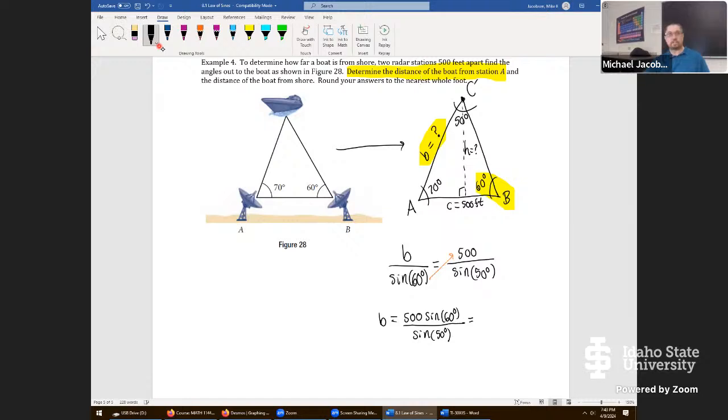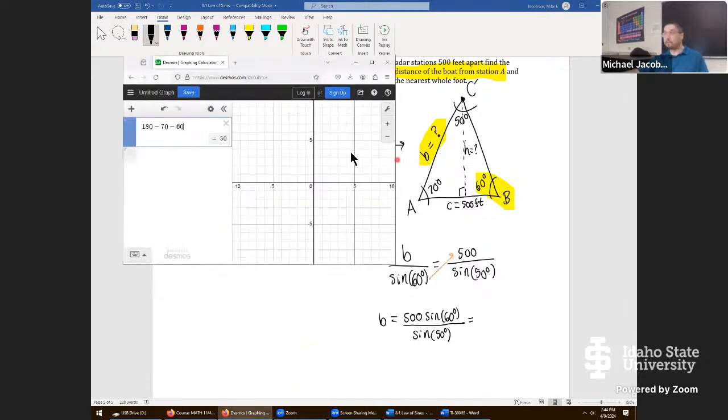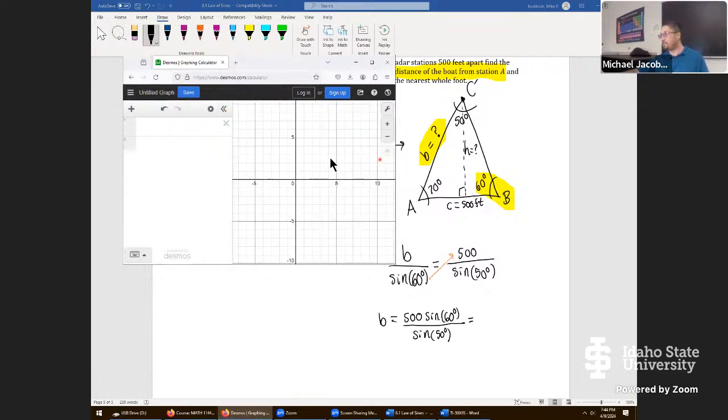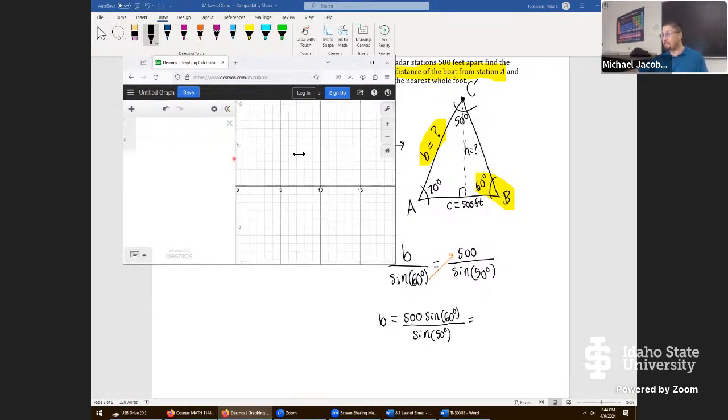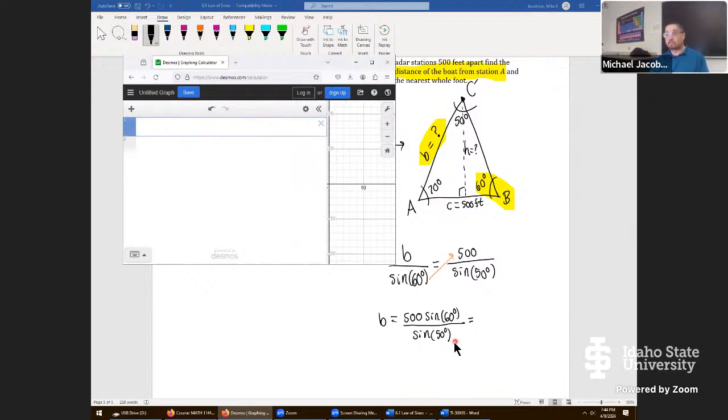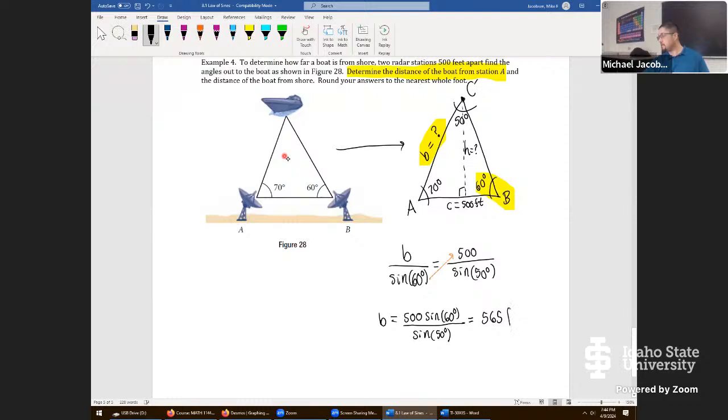Let's throw this into the calculator. Let me know if you're getting something different, and we'll try to reverse engineer what could have gone wrong. For this altogether, I'm getting 500 times sine 60 degrees divided by sine 50 degrees, and it's going to come out at about, they said round to the nearest whole foot, so it'd be 565 feet altogether. And you know what? That looks like it's in the right ballpark.